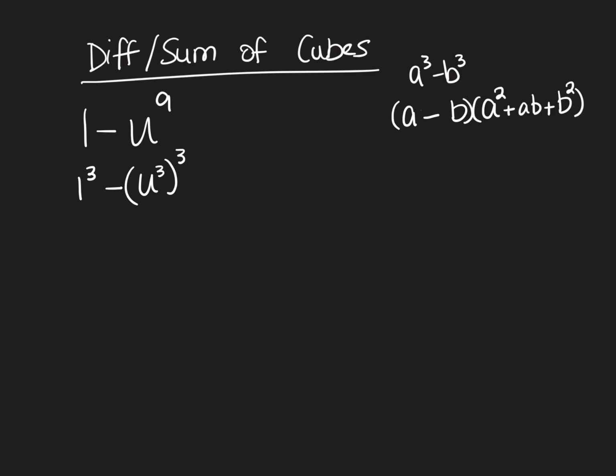Now we have enough information that we can actually follow our pattern. So I'm going to begin by setting up my formula here. I know in this first position, I'm just going to take whatever the cubed root of this is, which we just said has to be 1. Then I ask myself, what's the cubed root of u to the 9th, which we've already written as u cubed, and that's what's going to go here.